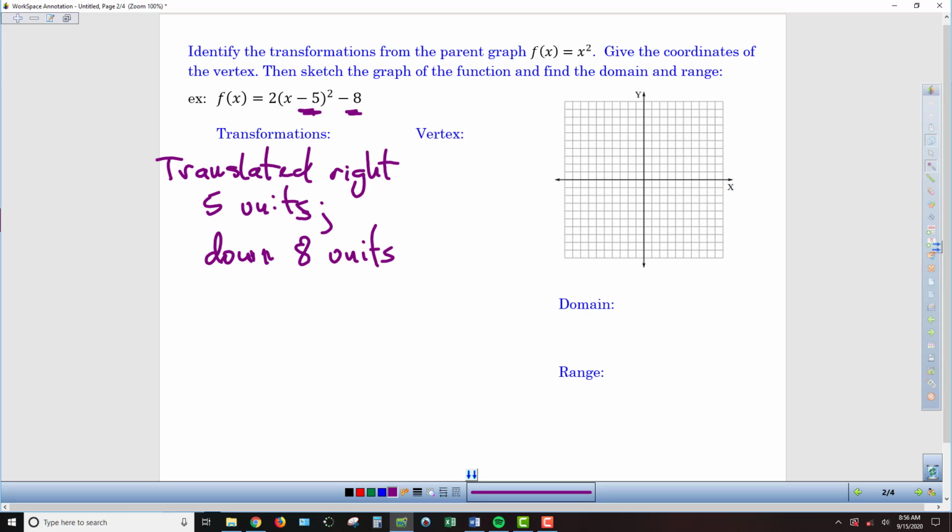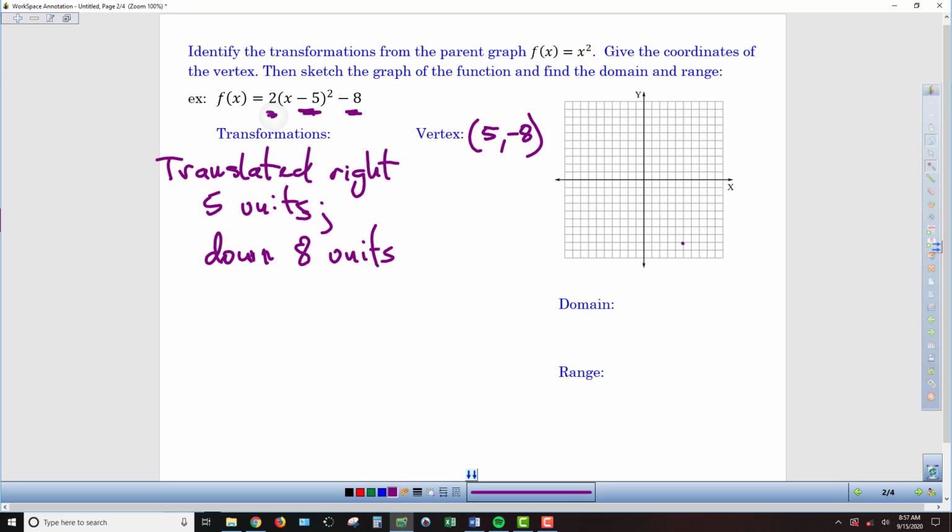And so that there is my vertex. So I'm not considering the 2, that's not affecting my vertex at all, it's just going to affect the width of my graph. But that 5 right and 8 down is going to give me the vertex. So I'm going to move to the right 5, go down 8, and so there is the point of my vertex. Now we have another transformation that has taken place here.